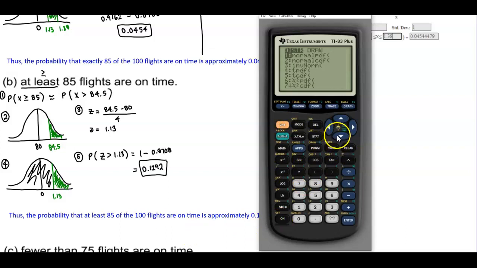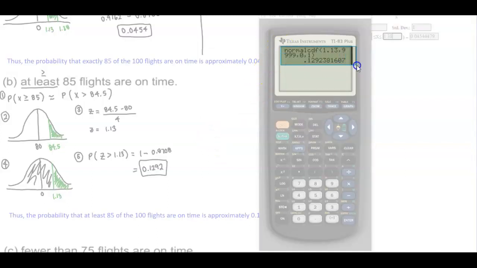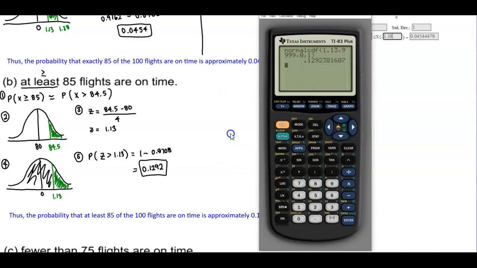Now, if we wanted to use a calculator, then what we would do is go to 2nd, Distribution. We can go to normalcdf. We can use the lower bound as 1.13, the upper bound as 9999, with a mean of 0 and a standard deviation of 1. Then we hit enter, and there is the same area that we just found by using the table.